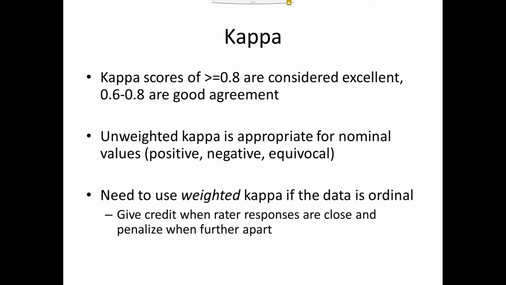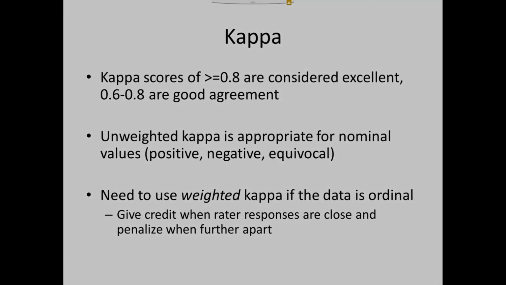But what if you have an ordinal scale? So there is a relationship between adjacent categories. So if you rate symptom severity on a scale of 1 to 5, you're going to give more credit when the ratings are close together than when they're further apart, in terms of looking at the reliability of the test. And that's when you use a weighted Kappa statistic.